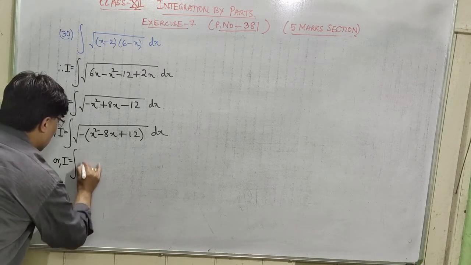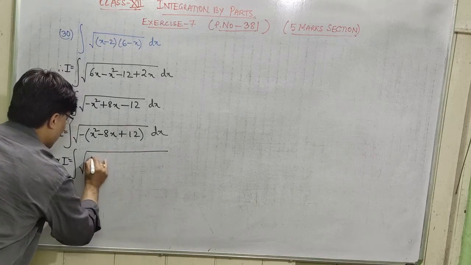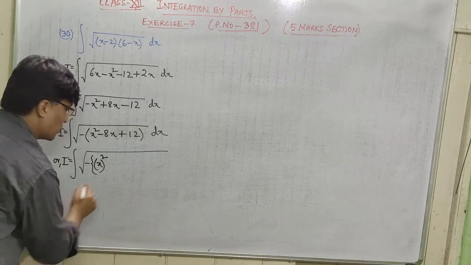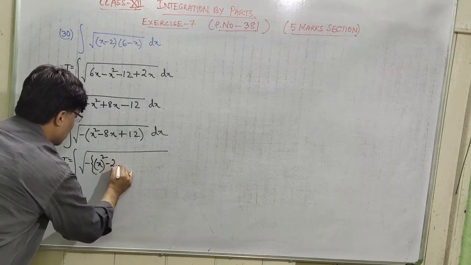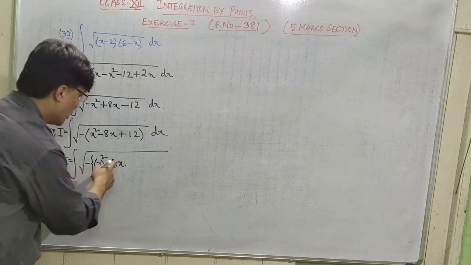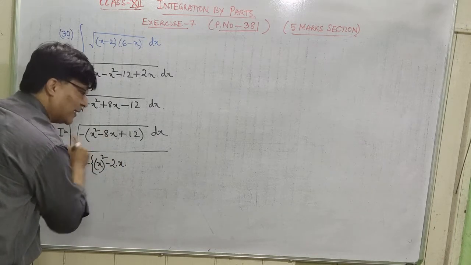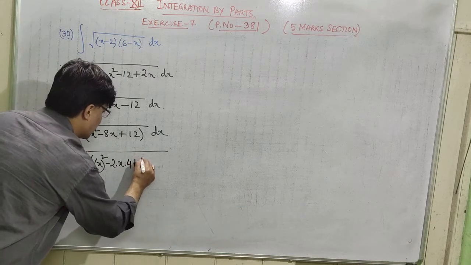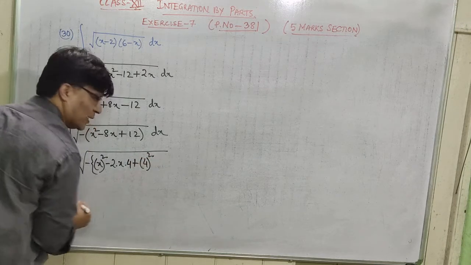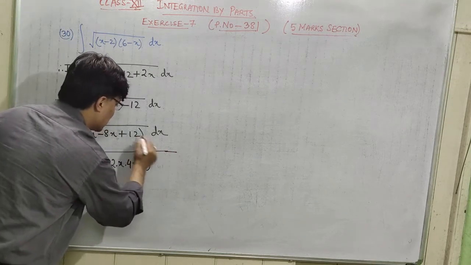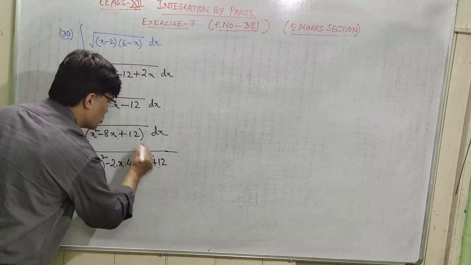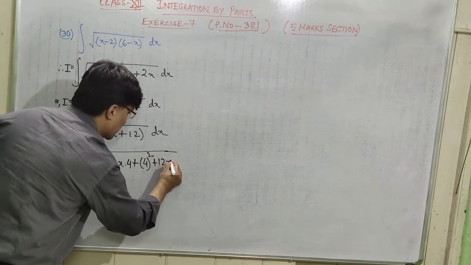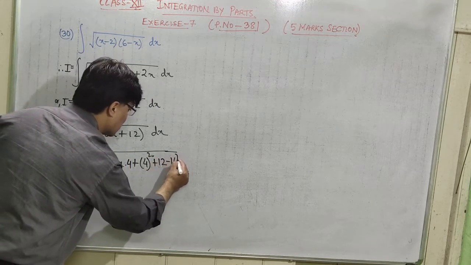Or I is equal to integration of within square root minus within second bracket, what is a whole square, this is x whole square, minus 2 into x into, what should be the value for b so that we can have 8x here, it should be 4, 2 fours are 8x, plus b whole square, 4 whole square. Then next you write plus 12 because 12 is there. What is 4 whole square, 16, is there 16, no, so we can write minus 16.